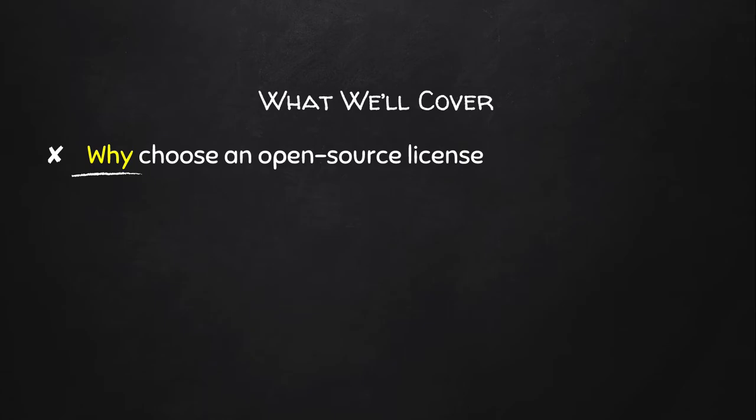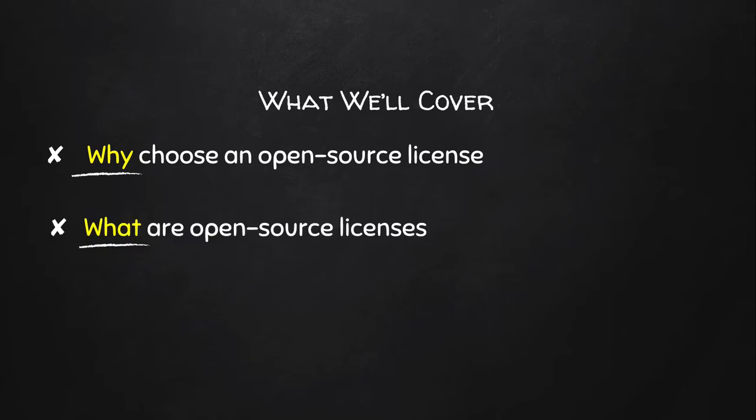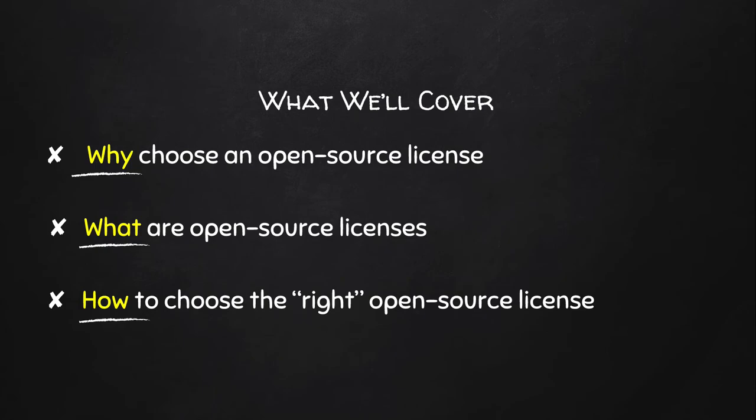What we're going to talk about today, I'm going to split this presentation into three perspectives. First is why to open source software. Why to use a license? What's the value of doing that? Second is what are open source licenses? We're going to talk about what they are, what they mean, what they do to projects. And then finally, how do you choose the right open source license for your project? And I put right in quotes there because it's not going to be the same answer for everybody.